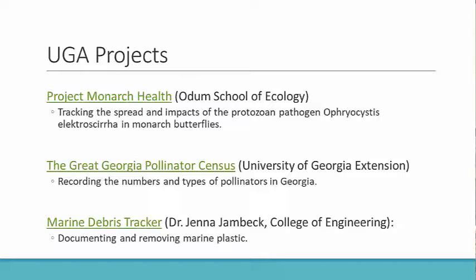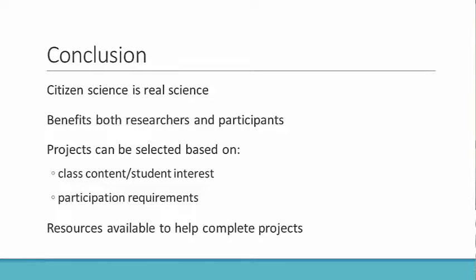And then the Marine Debris Tracker from the College of Engineering is an app that you can have on your phone to document and then remove pieces of marine plastic from the environment. So these are projects that are already happening at UGA. Perhaps they would be good places to start for partnerships with projects, get students more involved, and kind of open up the field for citizen science.